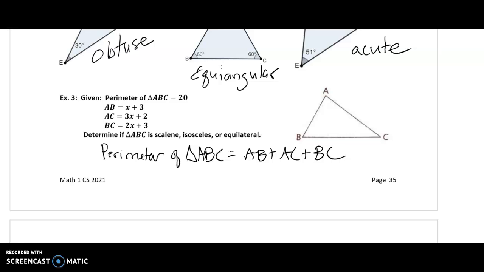Okay, so first we need to set up the plan. The perimeter of triangle ABC can be found by adding the measurements of all 3 sides, AB plus AC plus BC. Now that we have the plan, we can substitute in the values and the expressions that represent each of those parts of the problem. Again, this is our justification for this particular equation. The perimeter of the triangle is equal to the sum of all 3 sides.